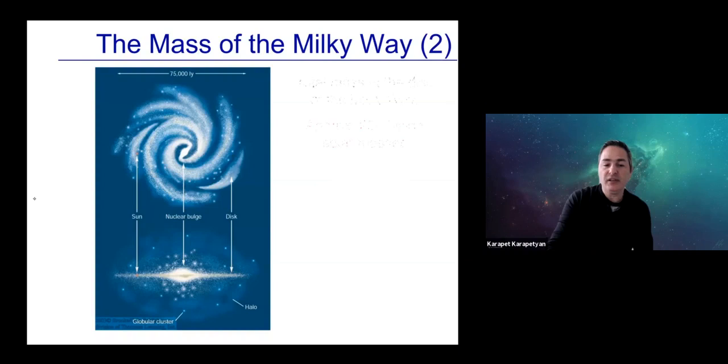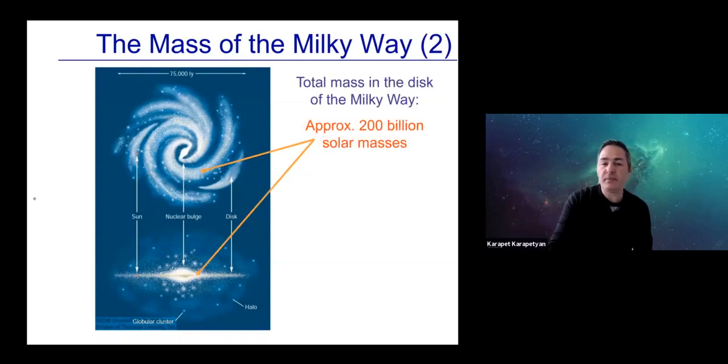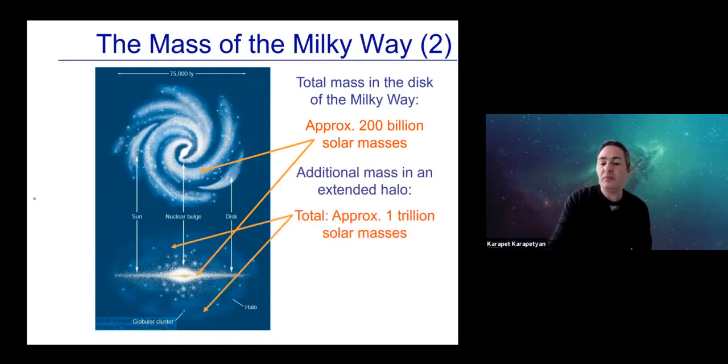All right, so that's why it's not necessarily easy to get the mass of the Milky Way or the mass of other galaxies, because of those types of uncertainties. But in any case, we can estimate that the total mass in the disk of the Milky Way is approximately 200 billion solar masses. That means it's like 200 billion suns combined together. But there is additional mass in the extended halo, which could be in the form of dark matter, that can be approximately another 1 trillion solar masses added to the overall mass of the galaxy.